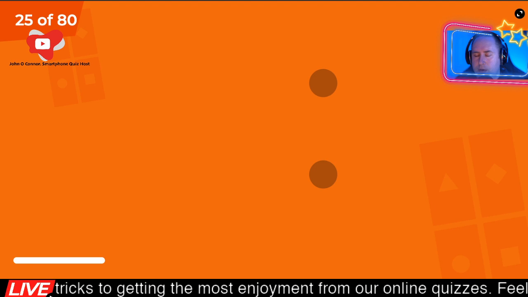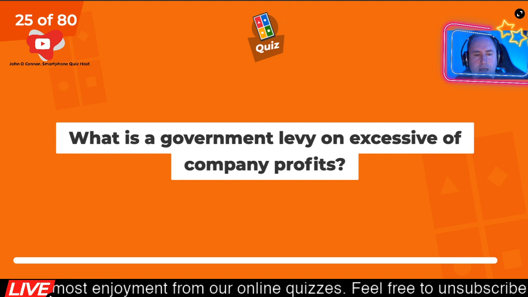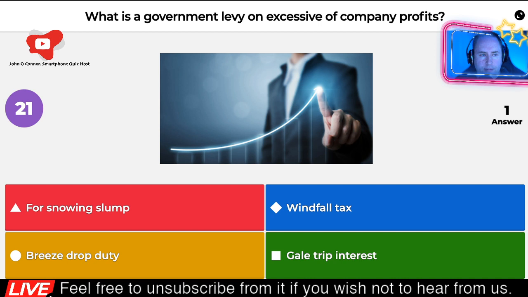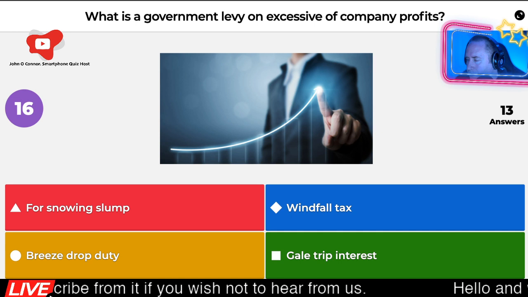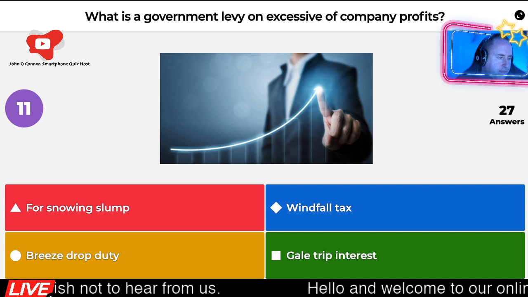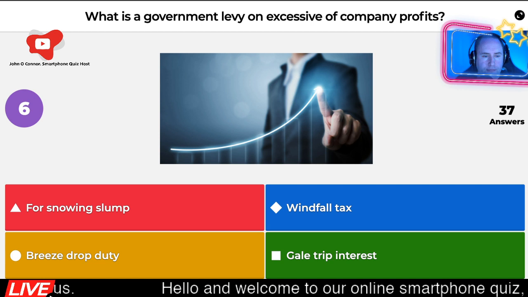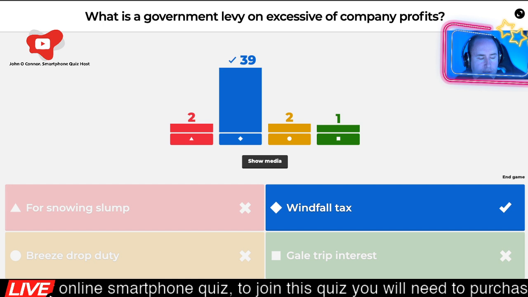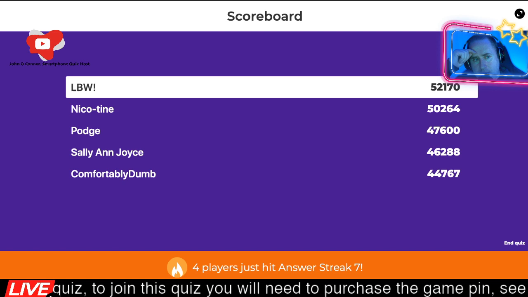What is a government levy on excessive company profits? Is it snowing slump, windfall tax, breeze drop duty, or gale trip interest? Thirty-nine correct answers. It is windfall tax is correct. No change in the top five. Maybe question 26.